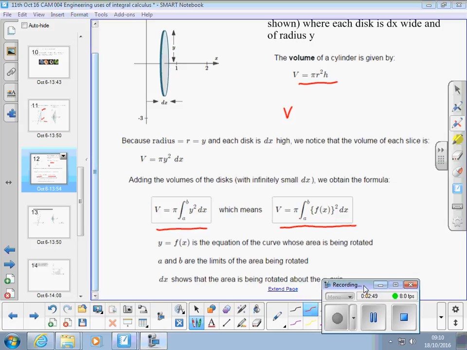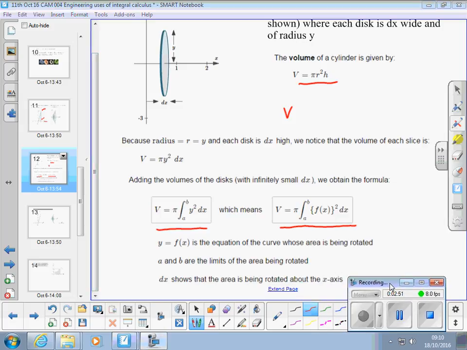Okay? If you're using dx, then you're showing that the area is being rotated around the x-axis. And I'm not intending to cover rotation around the y-axis. Are you reasonably happy with that so far? Yeah?